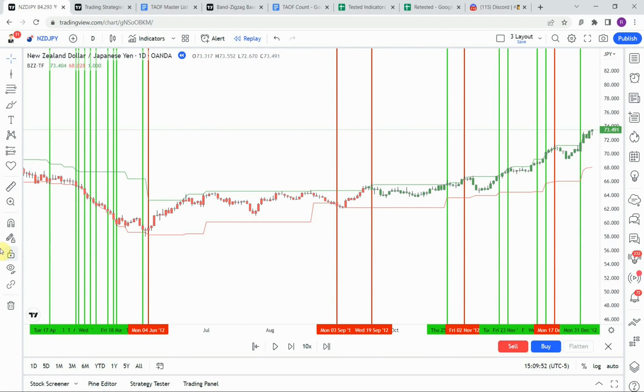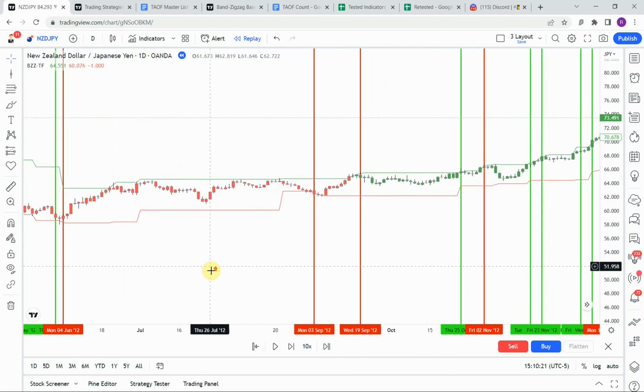All right, let's go ahead and count them out and see what we have. So 1, 2, 3, 4, 5, 6, 7, 8, 9, 10, 11, 12, 13, 14, 15, 16, 17, 18, 19, 20, 21. So we have 21 trades all together, and we have 16 winning trades. And so that is going to meet the 60% criteria that we are looking for.